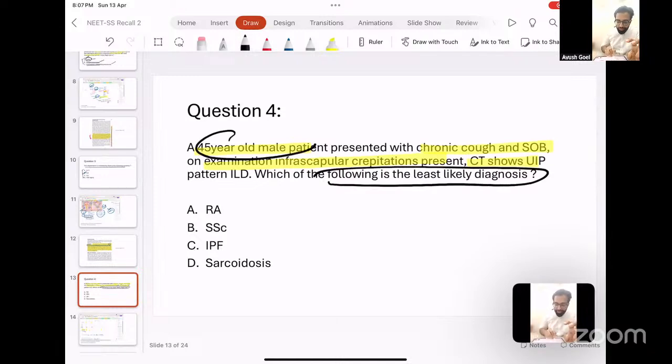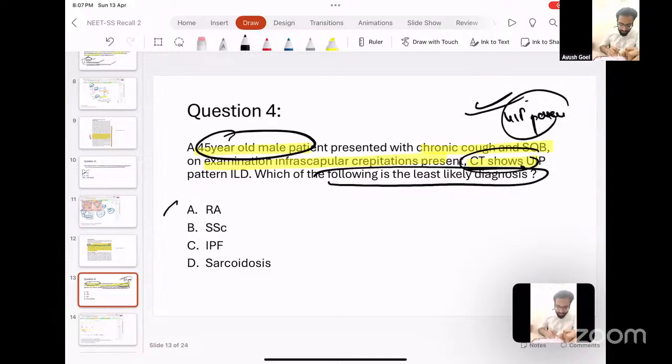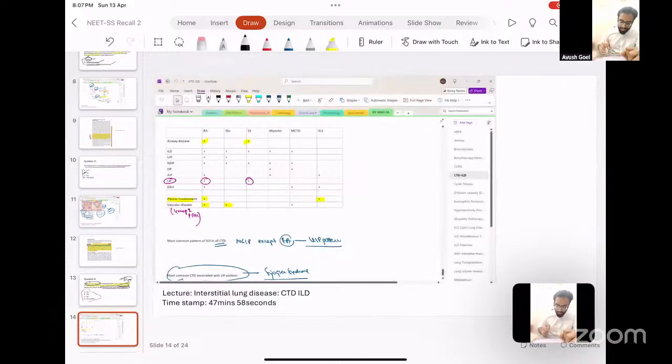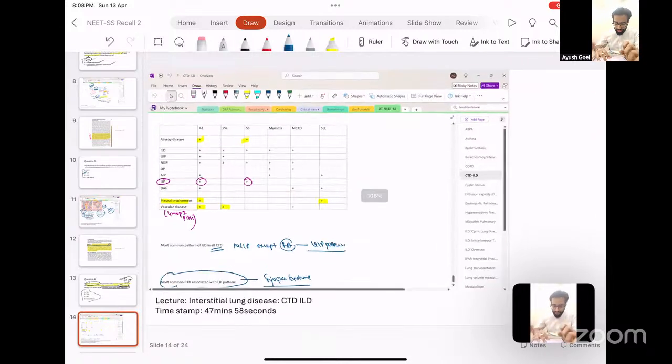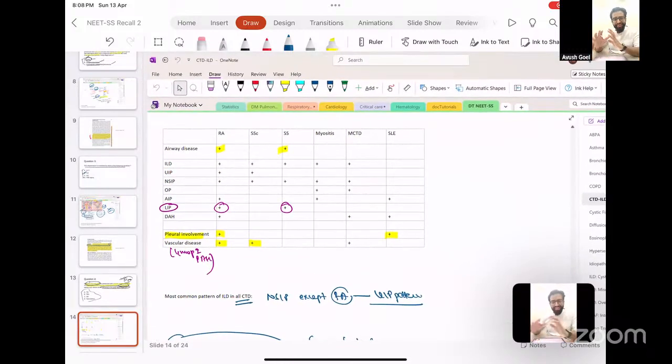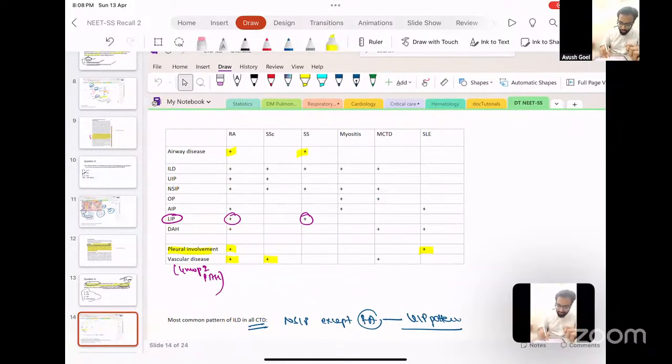So you had a 45-year-old male patient who had ILD, and the pattern is important because it says that the patient has a UIP pattern of ILD. So these are the four options. When I spoke about CTD ILD in my talk, this was a table that we referred to, which summarizes the findings seen in the different CTD diseases related to the lung. If you carefully look at this table, UIP pattern can be seen in RA, and UIP pattern can be seen in systemic sclerosis. And we all know that UIP pattern is the hallmark of idiopathic pulmonary fibrosis.